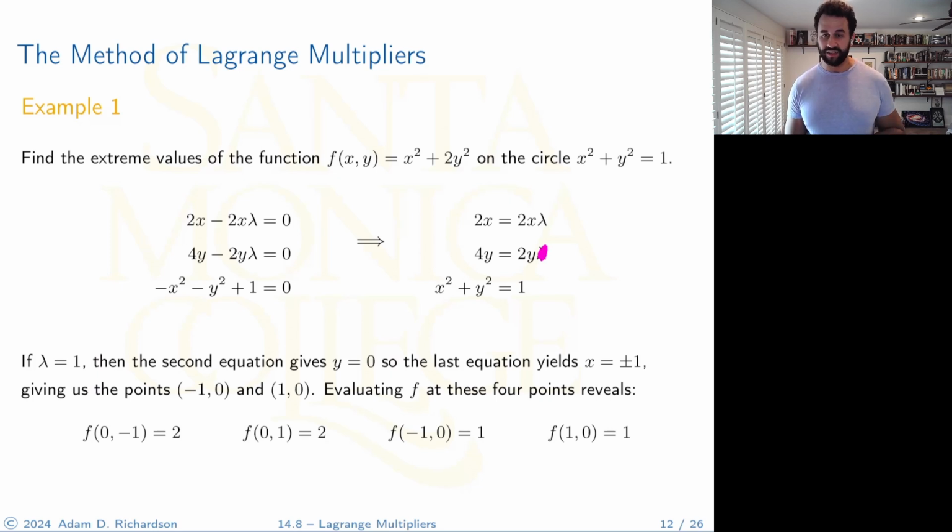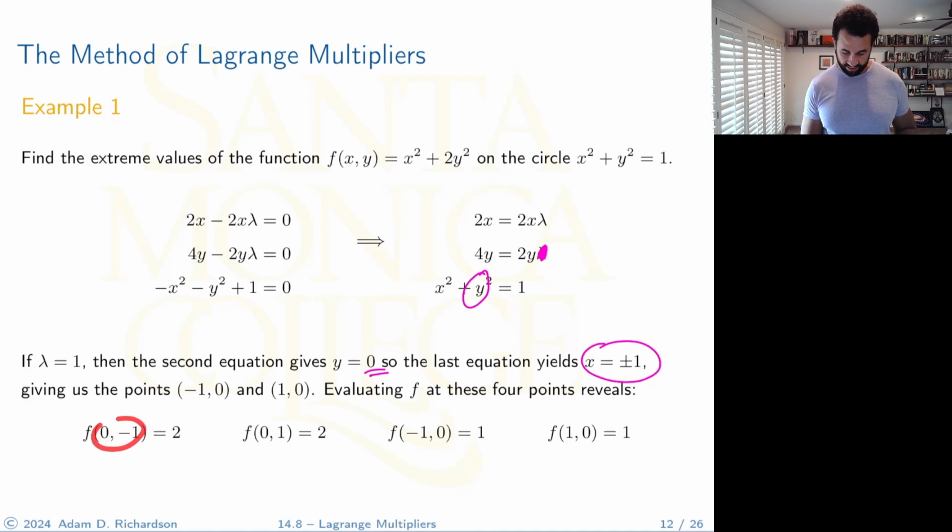Then lambda disappears, and the only way that 4 times something could equal 2 times something is if that something is equal to 0. So if y is equal to 0, taking that and subbing it into the last equation gives us that x is equal to plus or minus 1. So now we have 2 new points where extreme values could occur, this one and this one. So now we've got 4 possibilities where these extreme values could occur: here, here, here, and here.